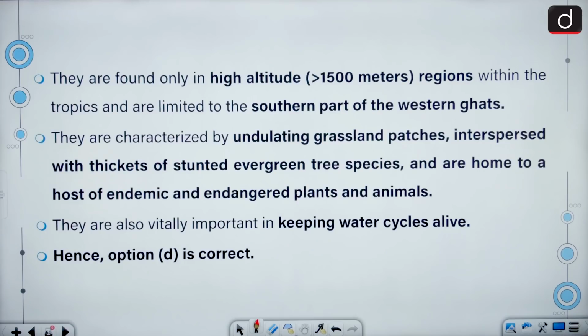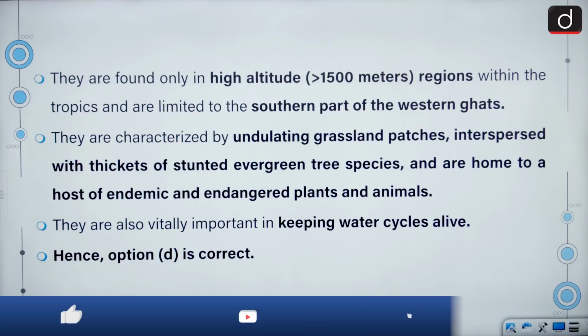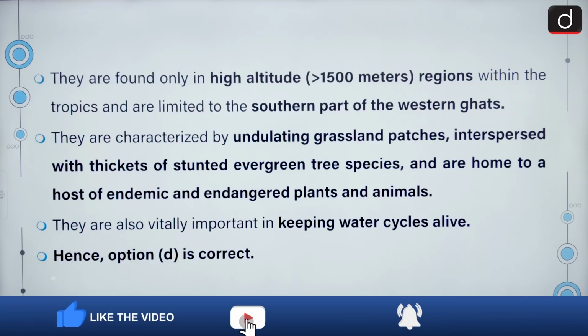They are found only in high altitude regions within the tropics and are limited to the southern part of the Western Ghats. They are characterized by undulating grassland patches interspersed with thickets of stunted evergreen tree species and are home to a host of endemic and endangered plants and animals. They are also vitally important in keeping water cycles alive.